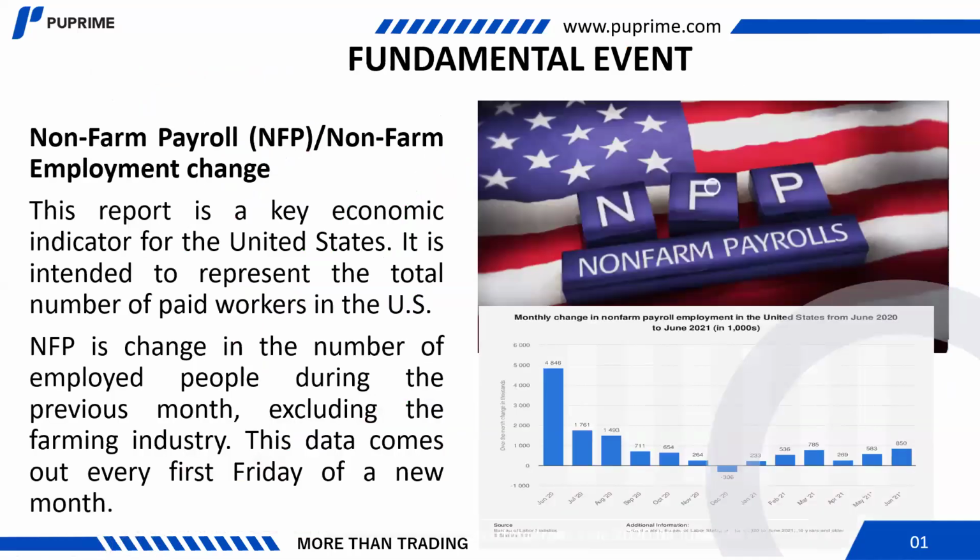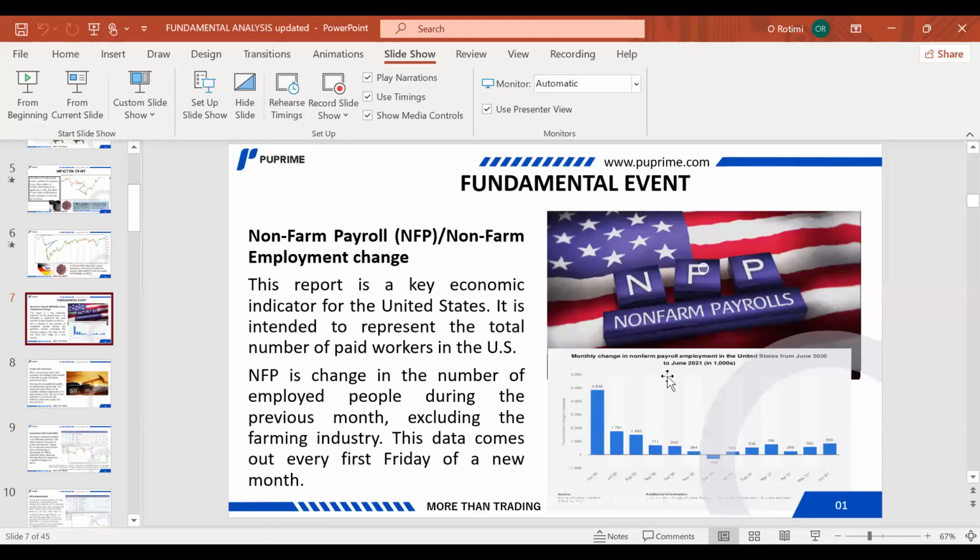Now we want to look at events that are traded during fundamental analysis. And the first one we want to look at is what we call the non-farm payroll, NFP, or non-farm employment change. Now we see that this report is a key economic indicator for the United States. It is intended to represent the total number of paid workers in the US.